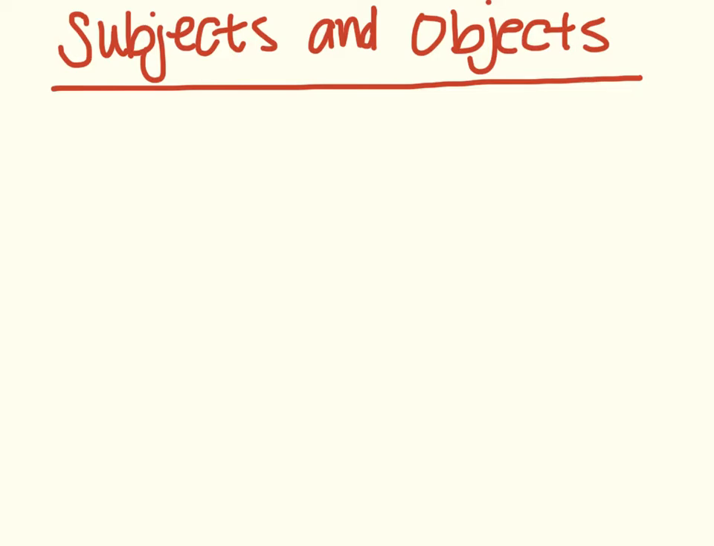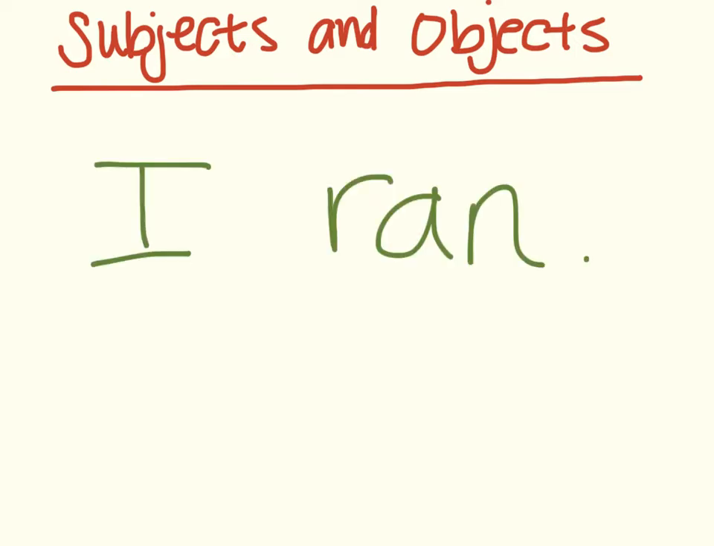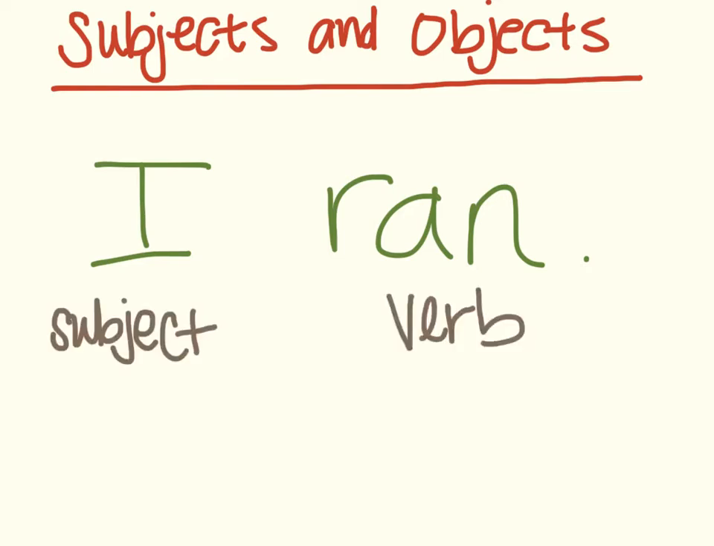Every sentence has a subject and a verb. Those are the only two components necessary to have a sentence. So I could have a sentence that says, I ran. I am the subject of the sentence, ran is the verb. There's a two-word sentence and it's perfectly grammatically correct.